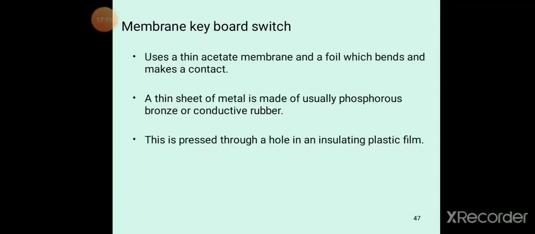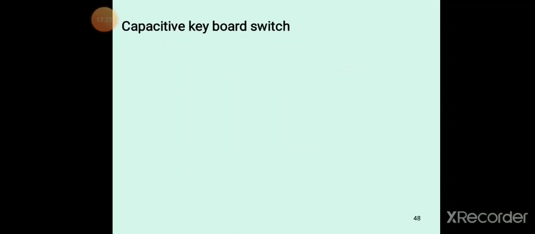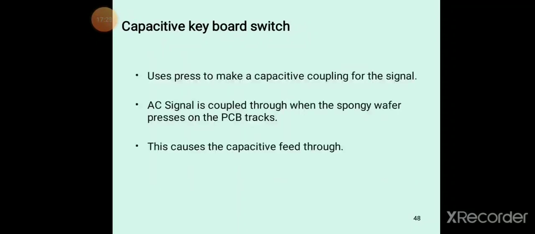This is pressed through a hole in an insulating plastic film, and makes contact to the bottom PCB or wafer, which has plating around there. Another important one is the capacitive keyboard switch. The capacitive keyboard switch uses a press to make a capacitive coupling for the signal. An AC signal is coupled through when the sponge is pressed on the PCB tracks. This causes the capacitive feed through.